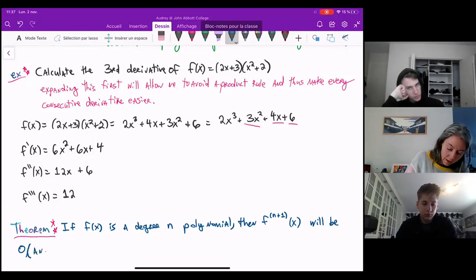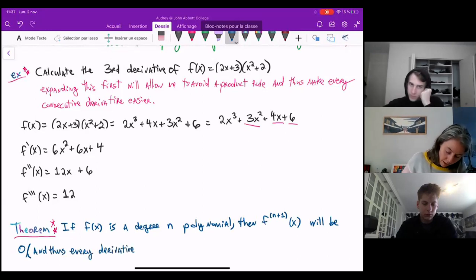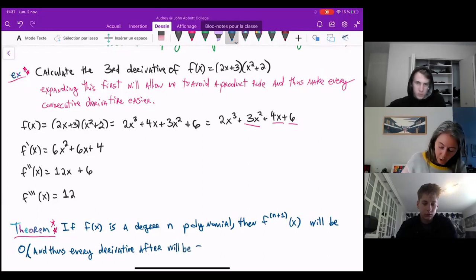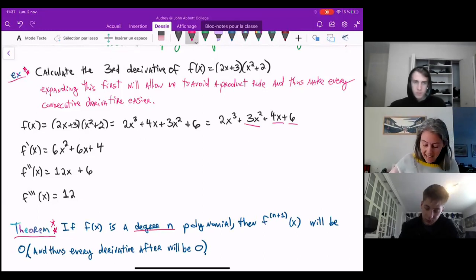And thus, every derivative after will be 0. Okay, so to understand this, there are two words that are really important here: degree and polynomial.